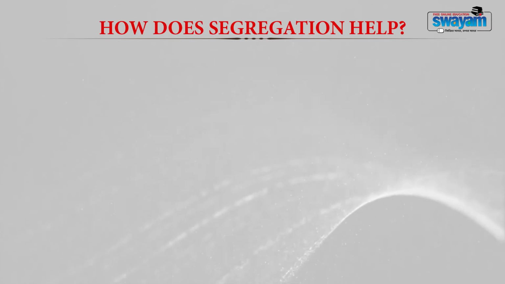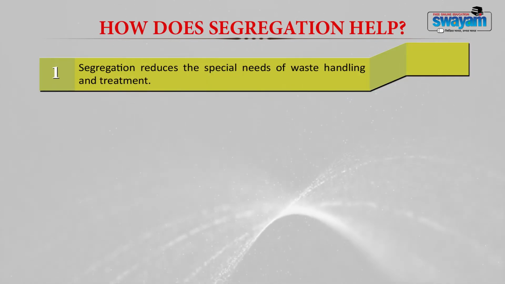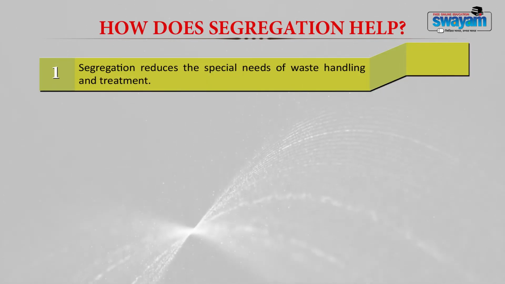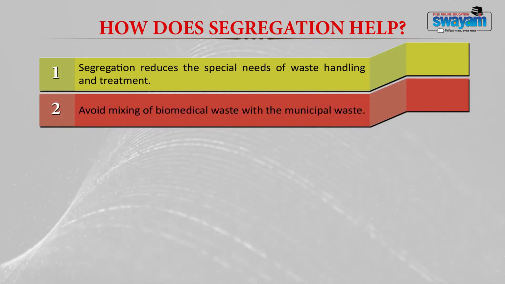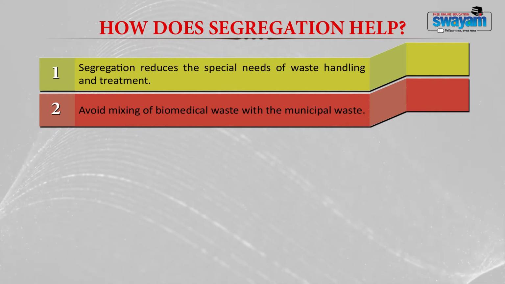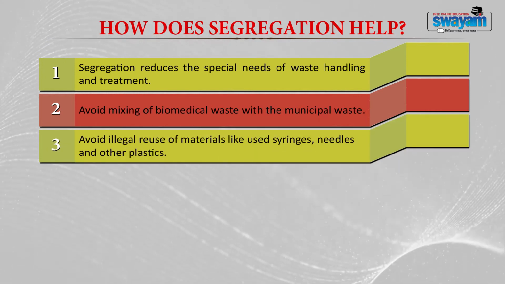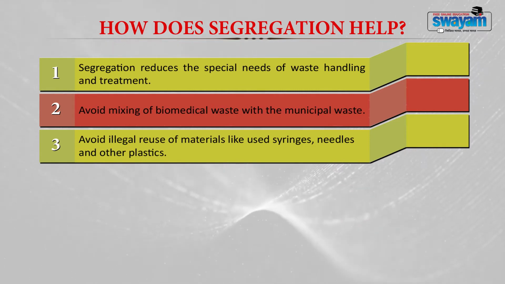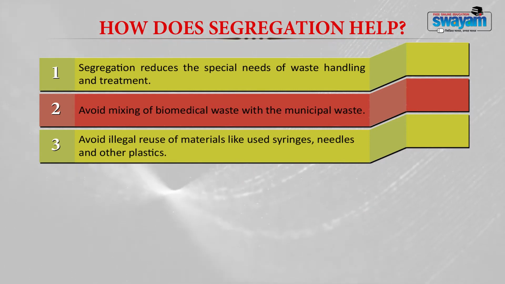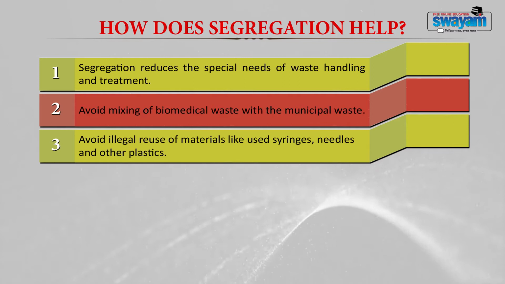Now, how does segregation help you? Segregation generally reduces the need for waste handling and treatment. Then it avoids mixing of biomedical waste with other municipal waste. Also, you can avoid illegal reuse of materials like used syringes, needles and other plastics. If you segregate them properly, then there is no need for these rag pickers. They will not pick up this syringe and reuse it, because again it will start spreading the infection. So, you should avoid all these things.